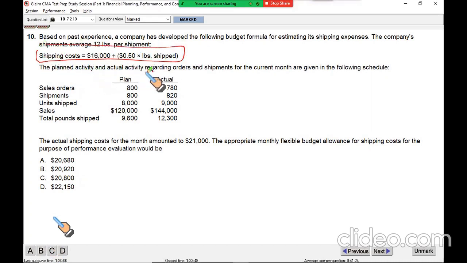The planned activity and the actual activity regarding orders and shipments for the current month are given below. These are the sales orders, shipments, units shipped, and sales planned as per the budget, and these are the actual. Okay, information is given. Let us see what we are required to do. The actual shipping cost for the month was 21,000. So we have been given the actual result.